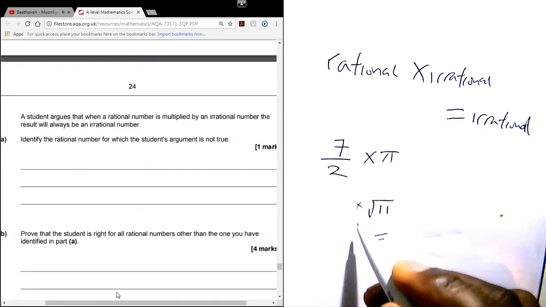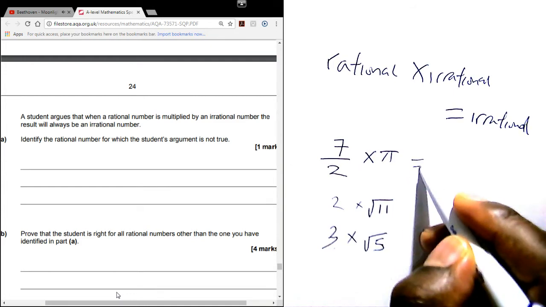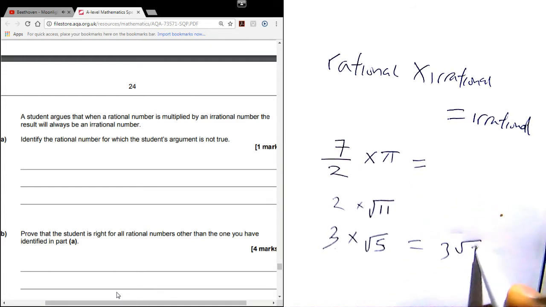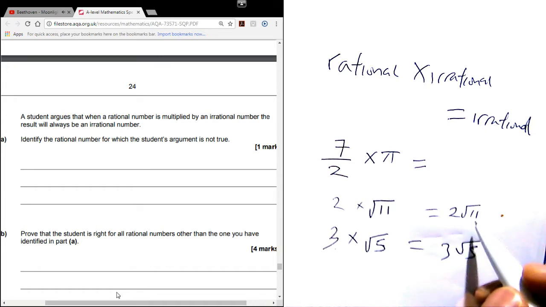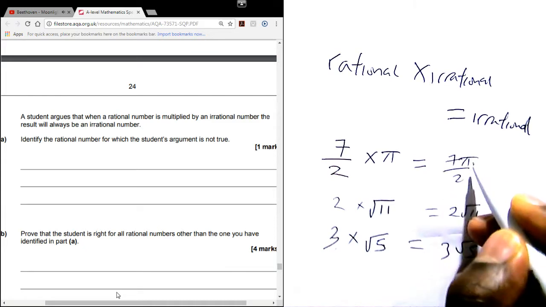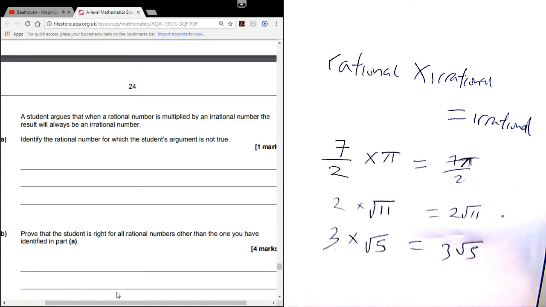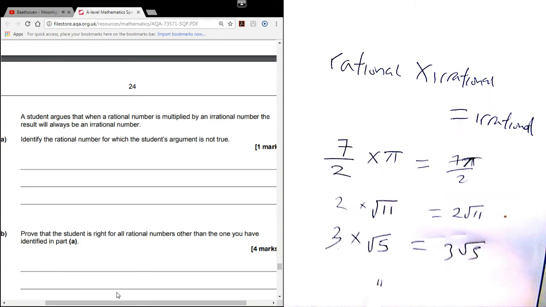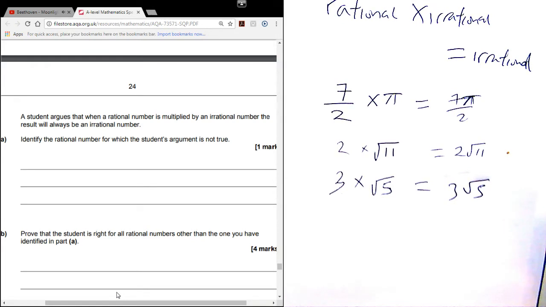So he's saying that when you times things like this by irrational numbers, your answer would, like for this one, just be 3 root 5. For that one, it would just be 2 root 11, because you cannot really get the number out of that. For this, it would just be 7 pi over 2. You cannot get rid of the irrational. It doesn't become rational. But why do I think he may have been making a mistake with that generalization?